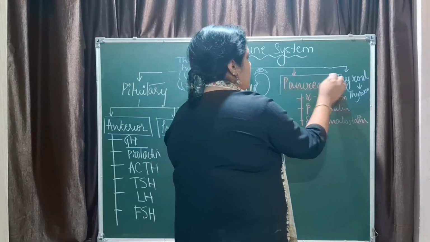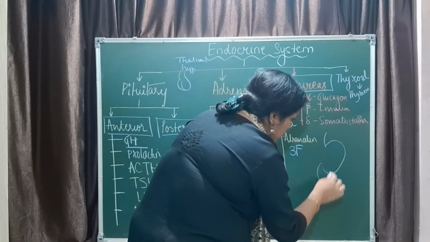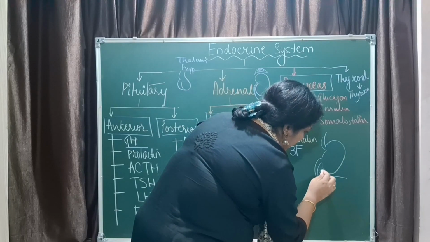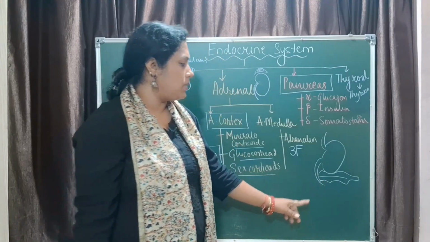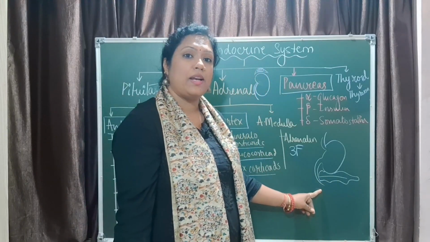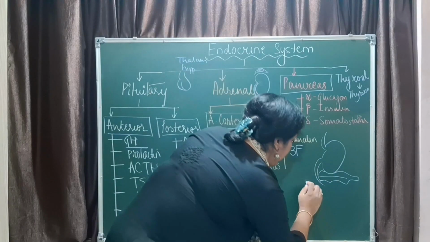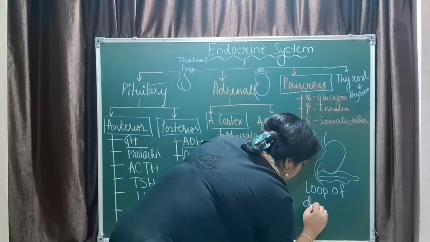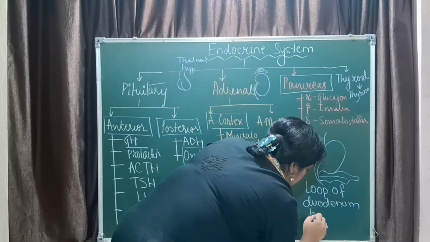Coming to pancreas. Pancreas is basically, this is your stomach, okay? So this is your stomach, this is the duodenum. So the pancreas is present here as a leaf-like structure. So location of pancreas: pancreas is located in the loop of duodenum behind the stomach. You have to write this as the location of pancreas, loop of duodenum behind the stomach.